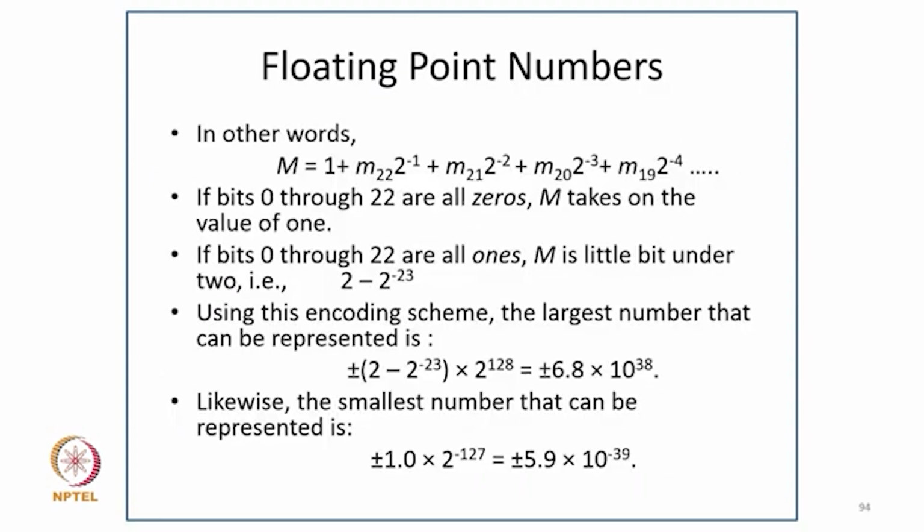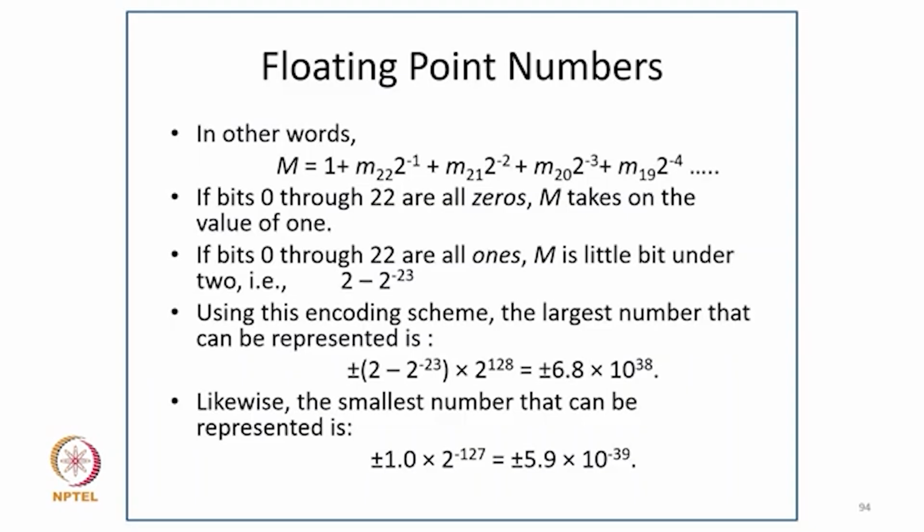In other words, M equals 1 plus M22 times 2 to the power minus 1, plus M21 times 2 to the power minus 2, plus M20 times 2 to the power minus 3, plus M19 times 2 to the power minus 4, and so on. If bits 0 through 22 are all 0, M takes on the value of 1. If bits 0 through 22 are all ones, M is a little bit under 2, that is 2 minus 2 to the power minus 23.